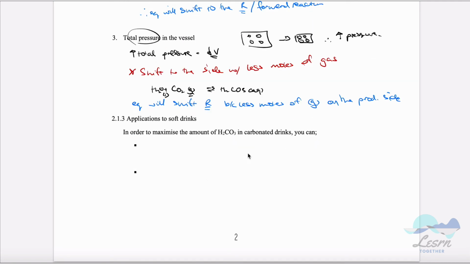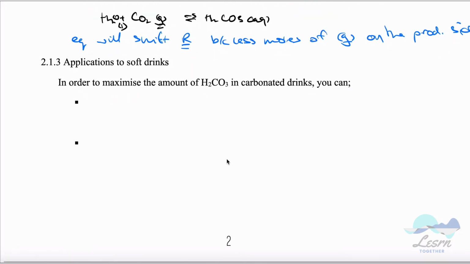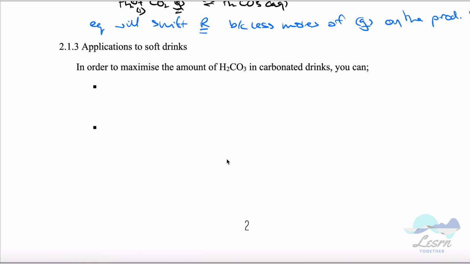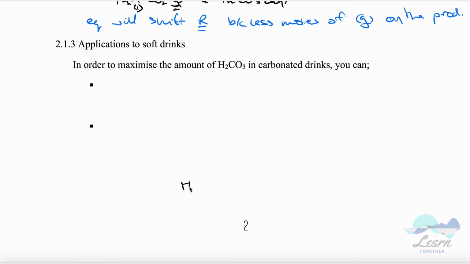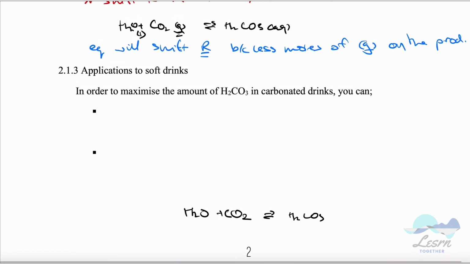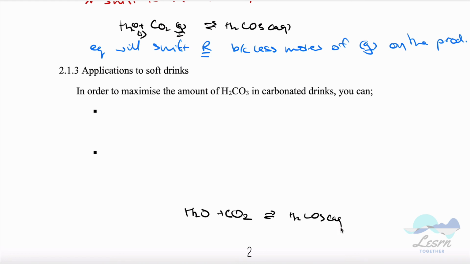Now, let's think about how this applies to soft drinks. We said this CO2 and carbonic acid example is really common in soft drink, and it definitely is common in soft drink, we just don't know it. Now, I'm just going to rewrite this equation for the third time, and that's going to form in equilibrium H2CO3 like so. That's aqueous, liquid, gas, and then liquid.